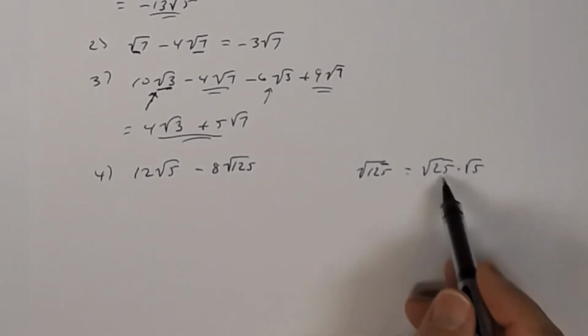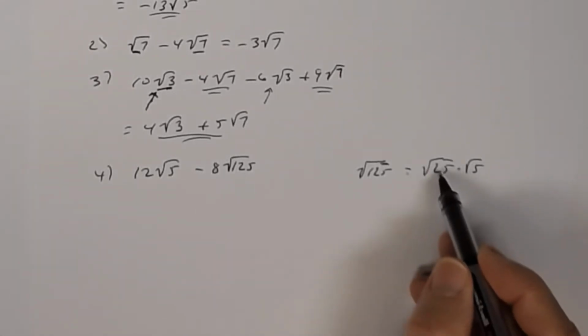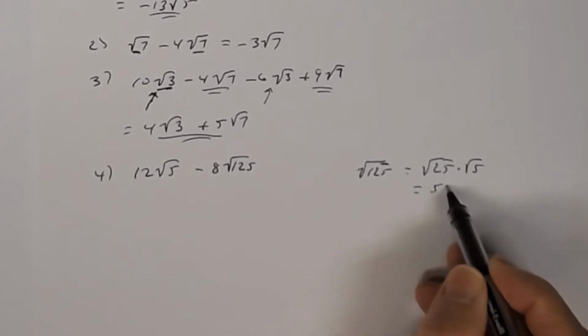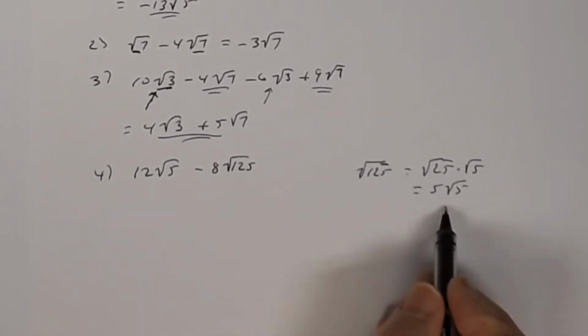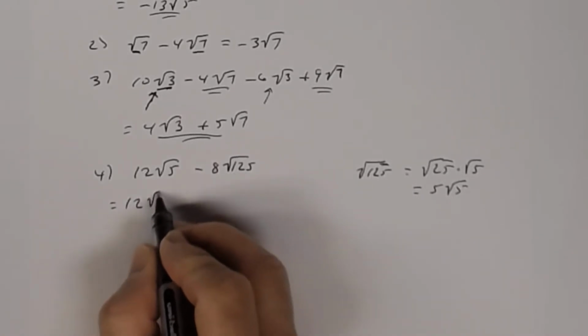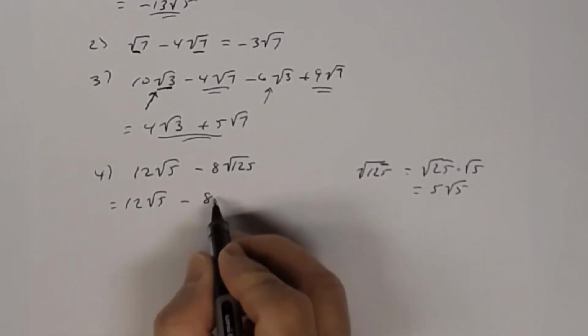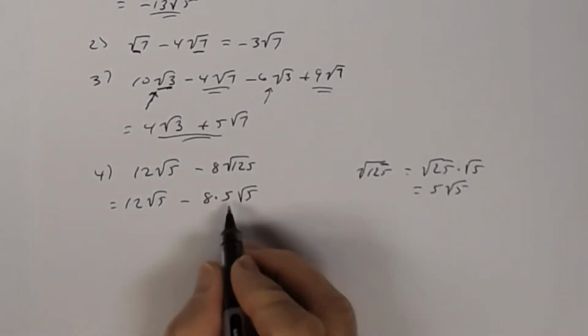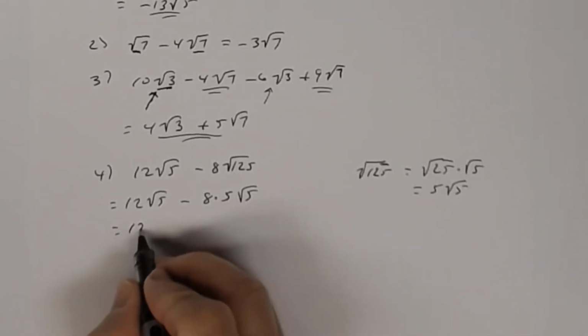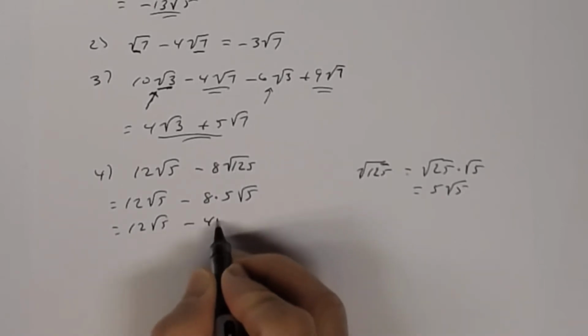Now the square root of 25 is 5. 25 is a perfect square; 5 times 5 is 25. So this right here becomes this. I'm going to replace this with this. So this becomes 12 square root of 5 minus 8 times 5 square root of 5. And so 8 times 5 is 40. So that becomes 12 square root of 5 minus 40 square root of 5.